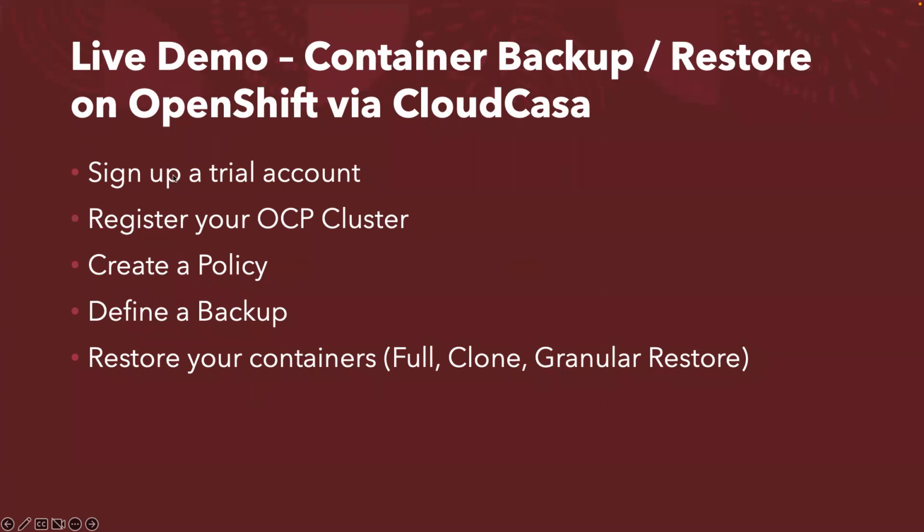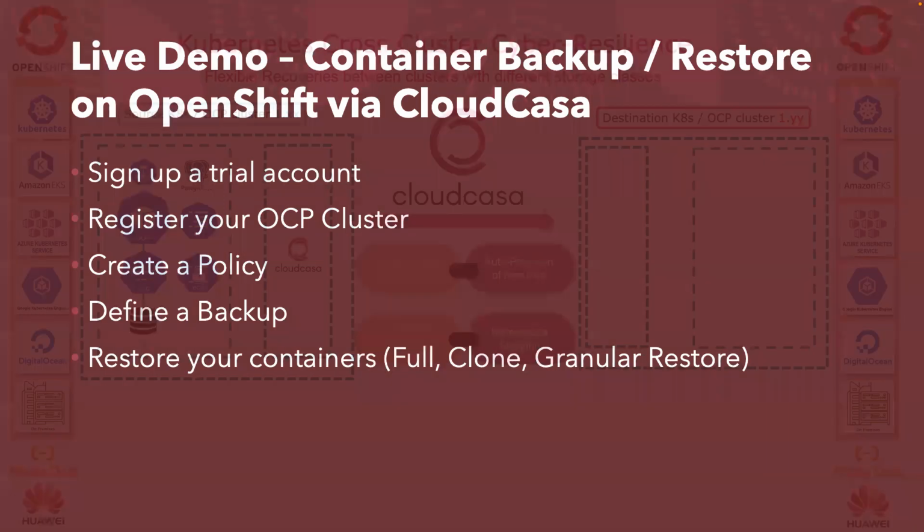So we just did the 4 tasks: how to sign up a trial account, how to register the OCP cluster, how to create a policy, how to define a job. And after the job is completed, I can show you how to restore the containers. So you can do full restore, you can do clone to a new namespace, you can do granular restore. Before the job is finished, let me walk you through a little bit.